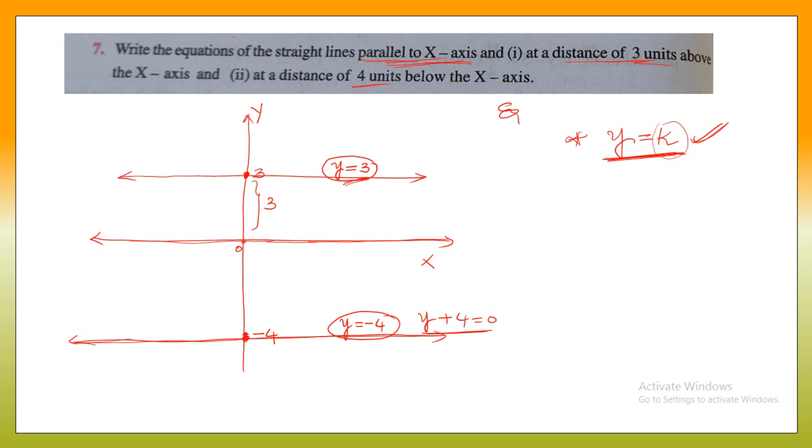So the equation of a line parallel to the x-axis is y is equal to k. Remember this, otherwise you can do it by using the diagram. Instead of the diagram you can go with the formula. So the equation of a line parallel to the x-axis is y is equal to k, where k is positive if it is above, and k is negative if it is below. Okay, the same way of question we will be doing with respect to the y-axis also, right?